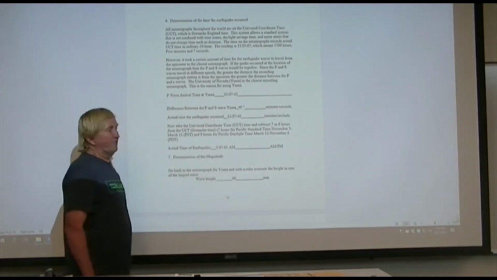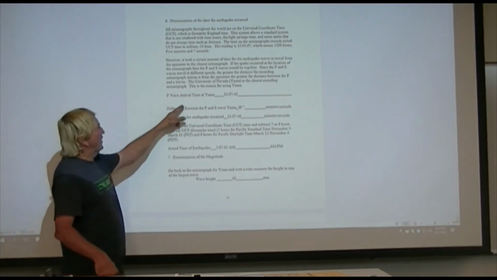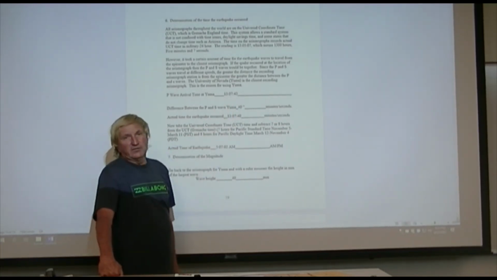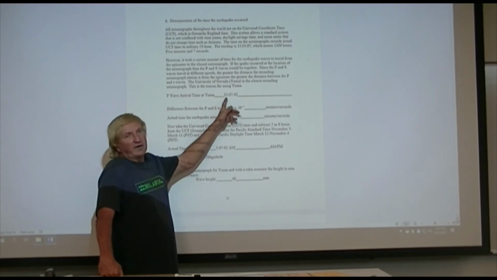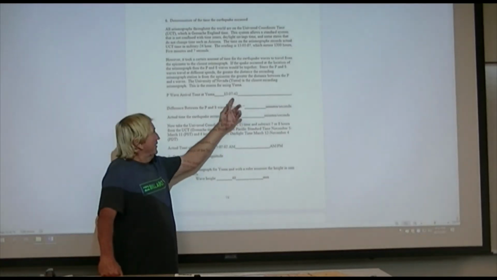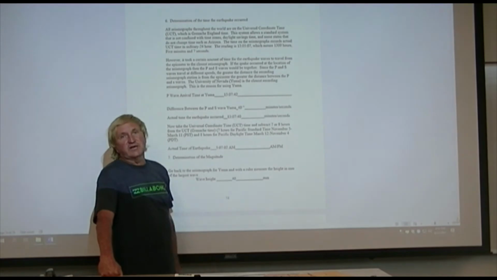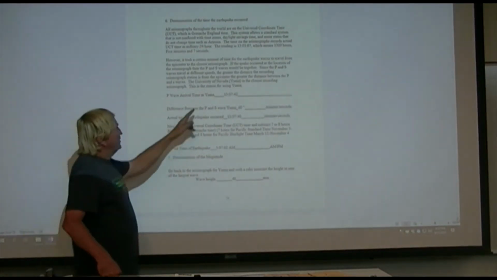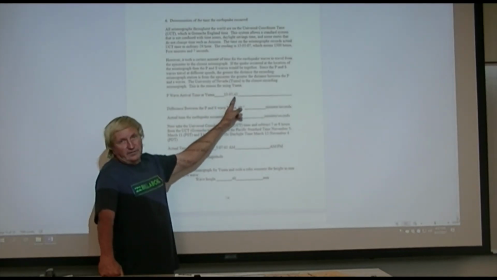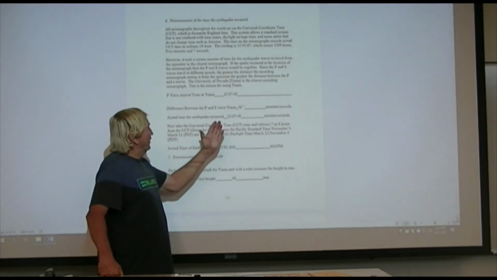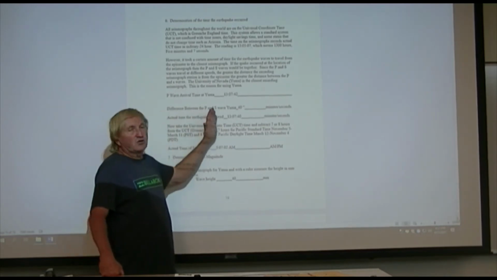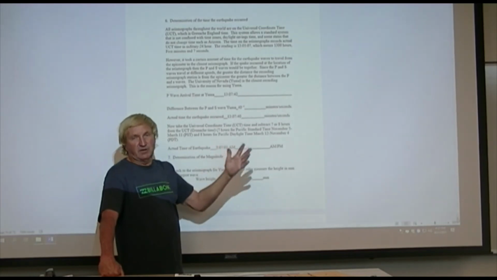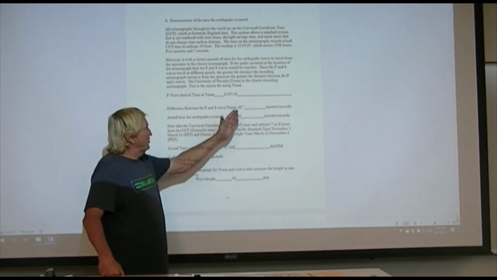So the P wave arrived at Yuma, Arizona at 13:07:42. So in military time, that's 1300 hours, which is 1 o'clock in the afternoon. 7 minutes and 42 seconds. However, that's not what time the earthquake really occurred, because it took time for the waves to travel from the epicenter, which was right off the San Diego coast, to Yuma, Arizona.